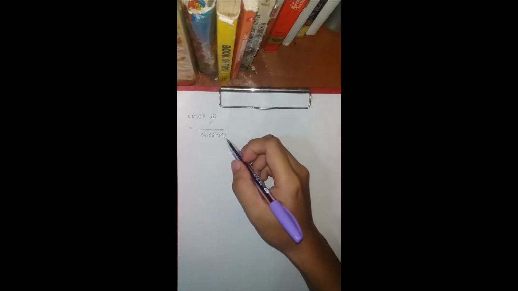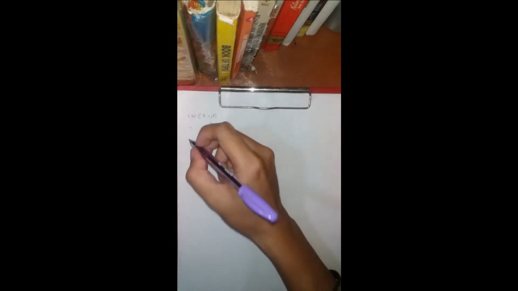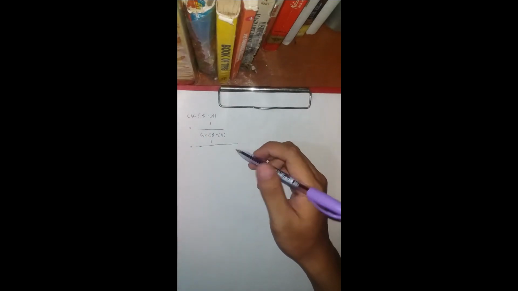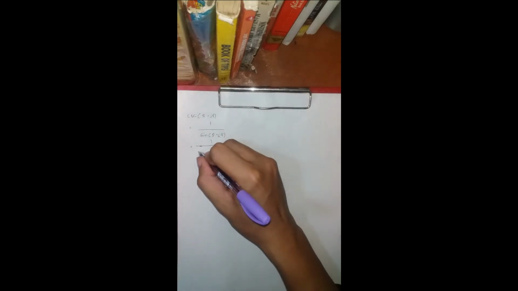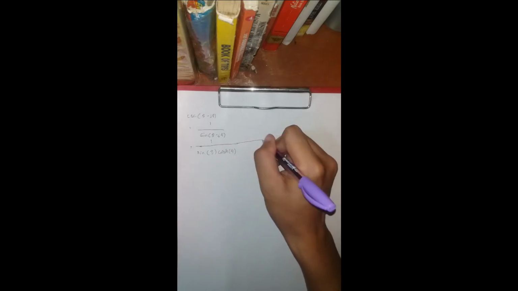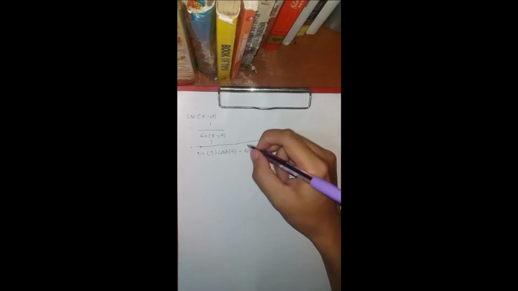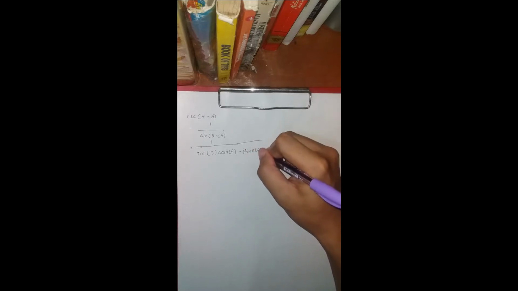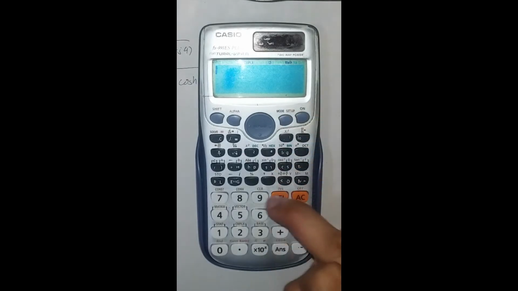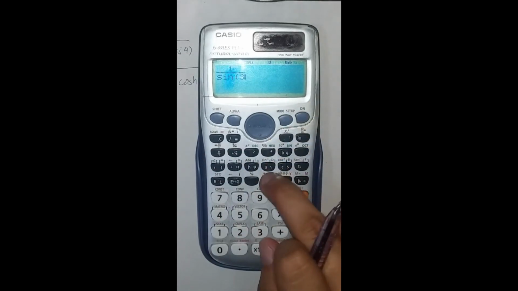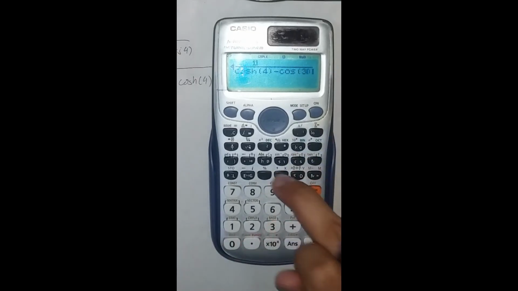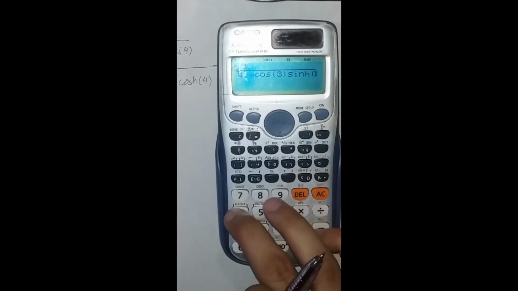Next, using the trigonometric identity for the sum and difference of two angles, I transform this into the trigonometric functions of z. So we have the sine of 3 times the cosine hyperbolic of 4 minus the sine hyperbolic of 4 times the cosine of 3. So using the calculator, we have 1 all over sine of 3 hyperbolic cosine of 4 minus cos of 3 times hyperbolic sine of 4.